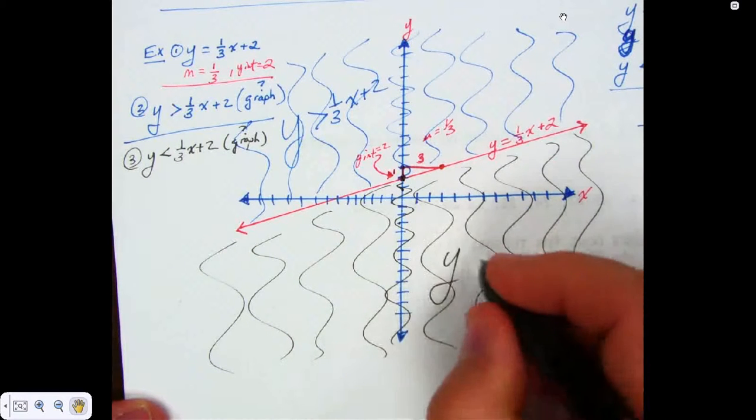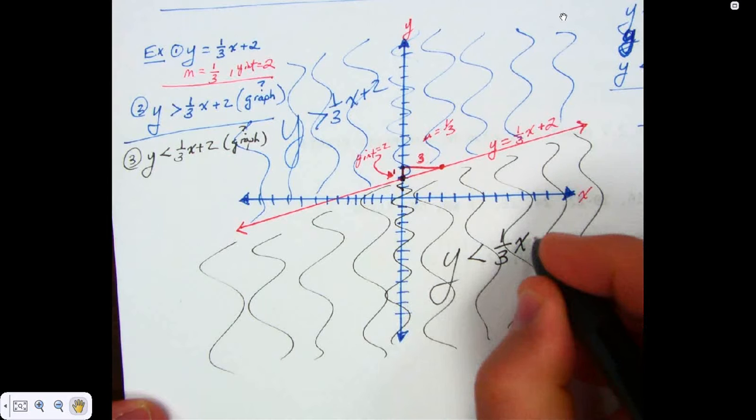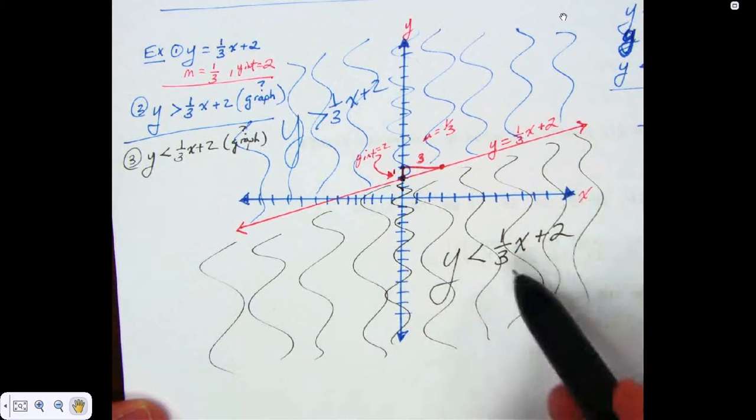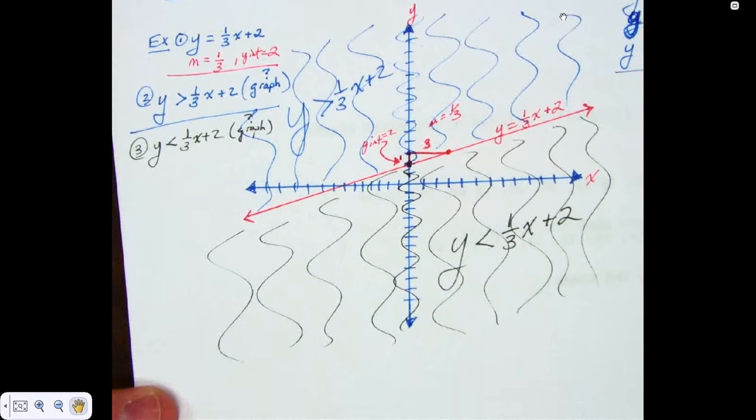This is the graph of y is what? 1/3x plus 2. So you see how there's 3 different graphs here. Agreed? Now, copy that down.